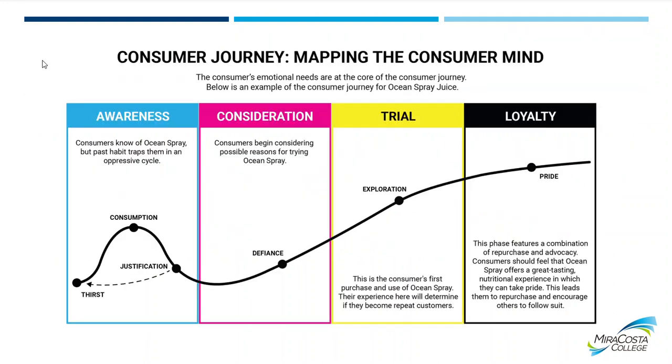So here I have a chart that kind of helps with the mapping. And we kind of went over consumer journey a little bit. So we have the awareness step. Remember, consumers know. And so this example here is with Ocean Spray, the beverage. So we have awareness, consideration, trial or exploration, and loyalty. So awareness, thirst, consumption, justification, consideration, defiance, trial, exploration, and loyalty, pride.